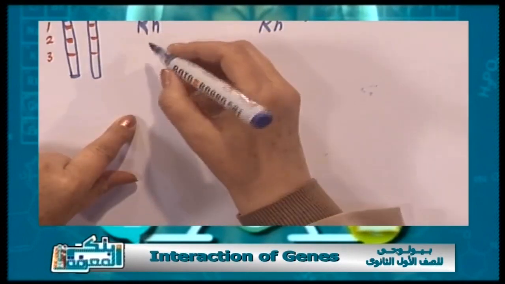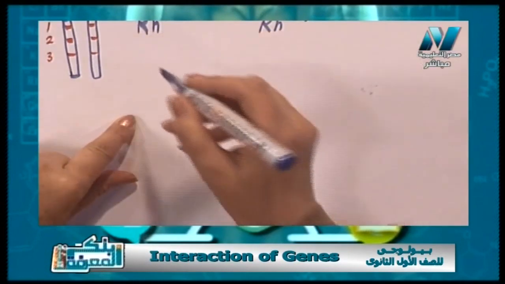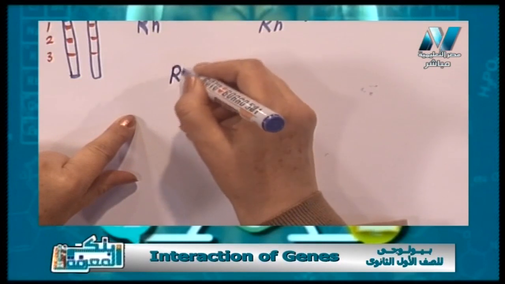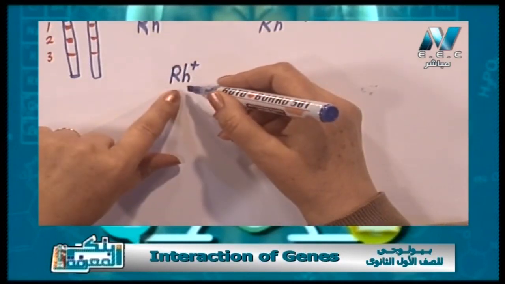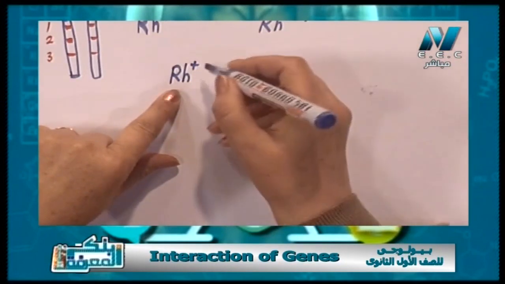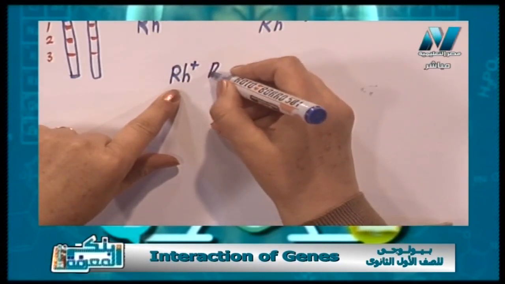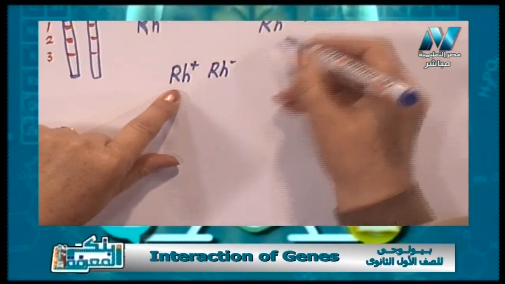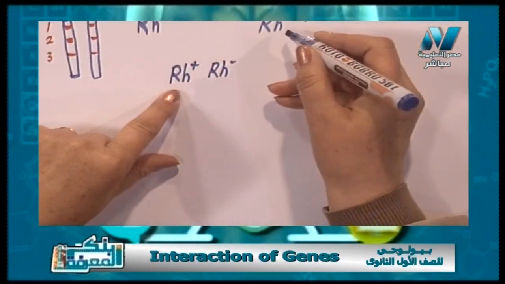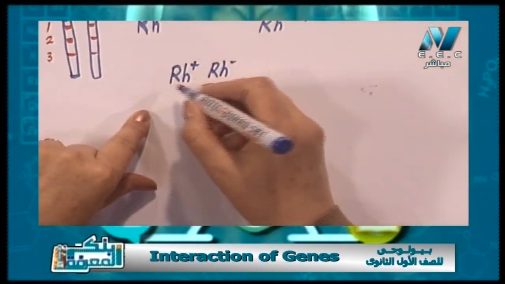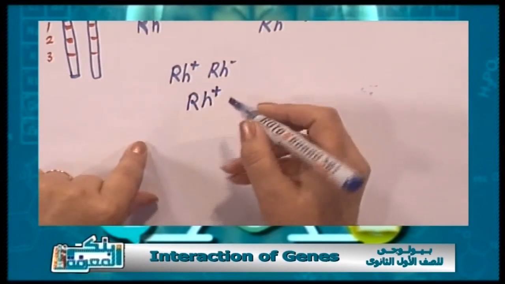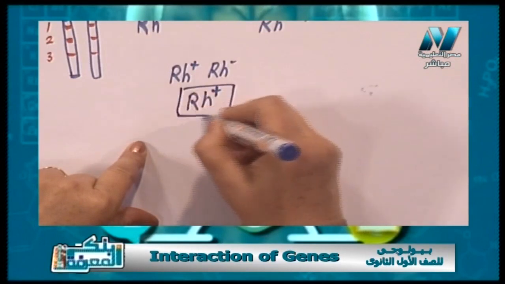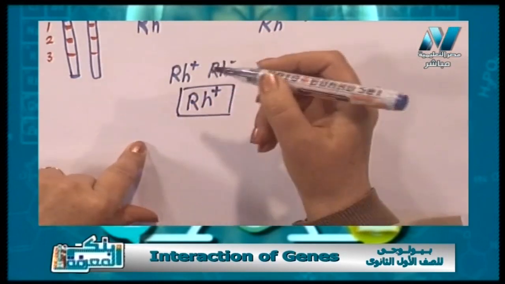The man gives his child the Rh positive gene, and because it is dominant, even with the presence of the Rh negative gene coming from the mother, the child is Rh positive. So what happens here?